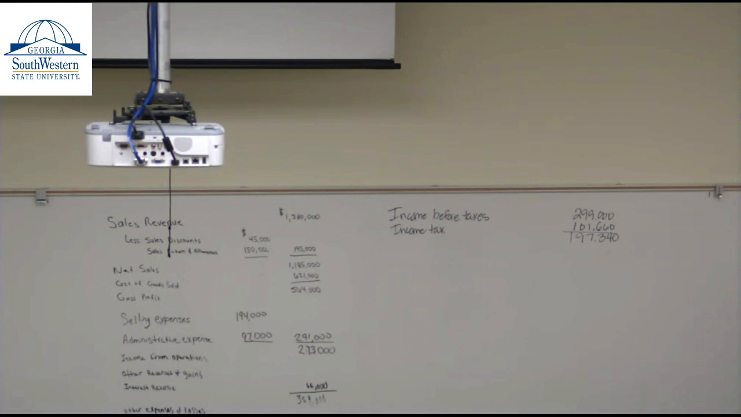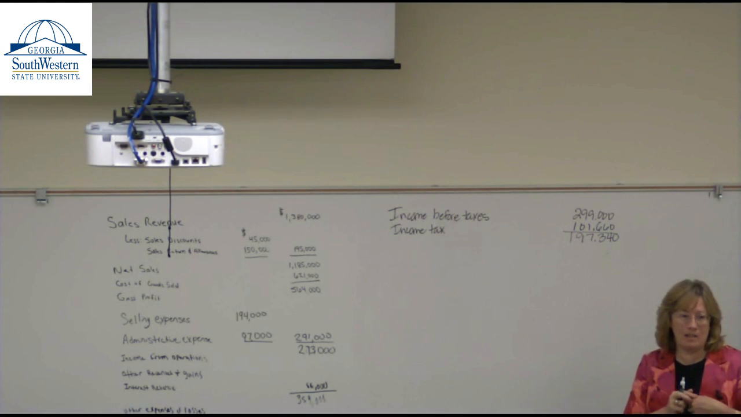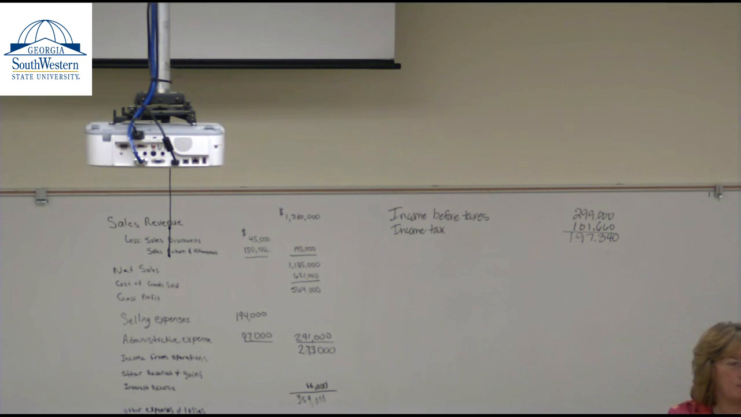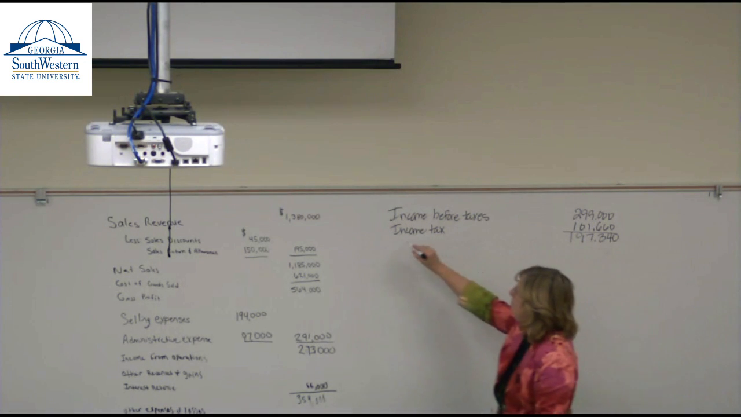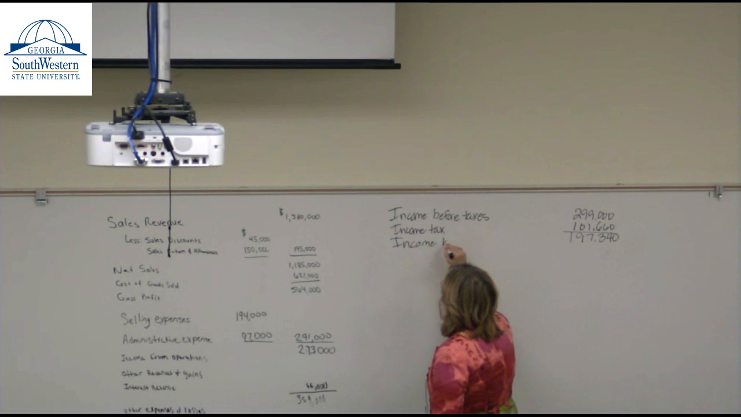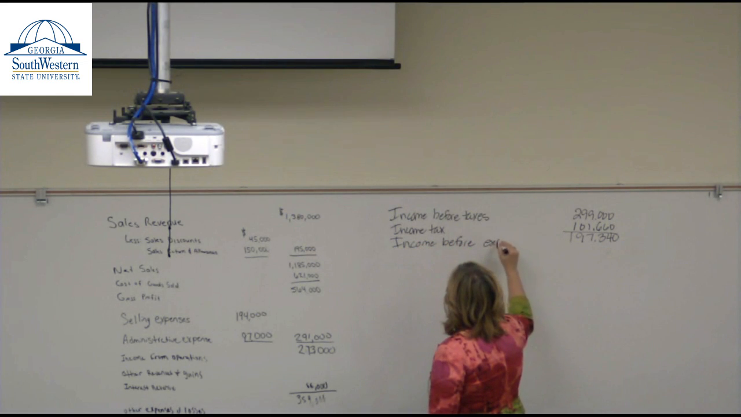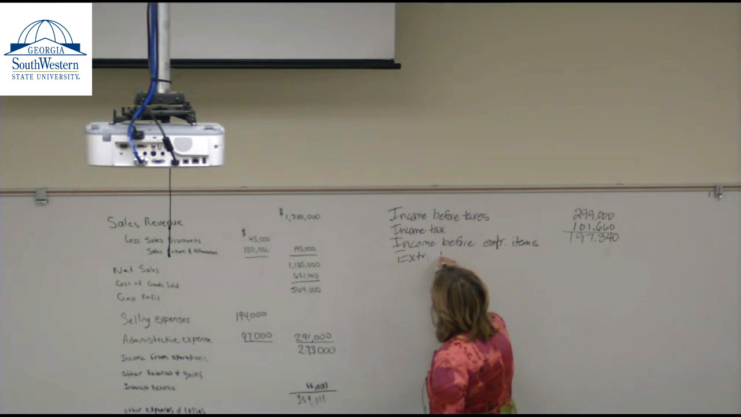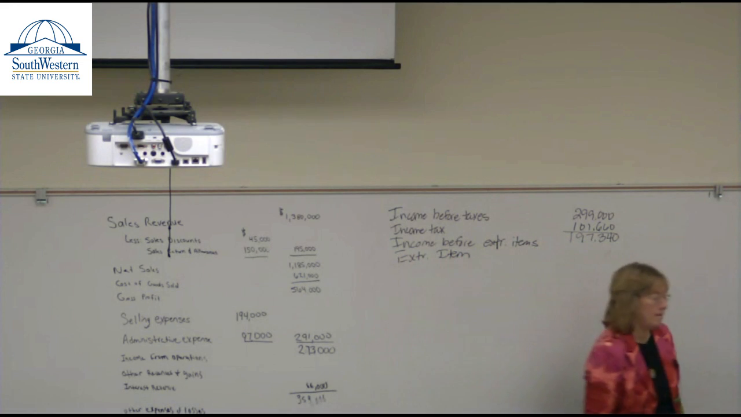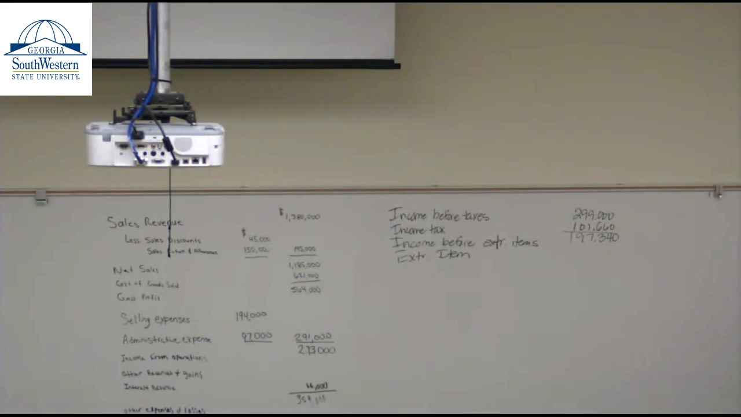What's our next thing that we have to do? Jonathan said we don't have any discontinued operations, right? So what comes after discontinued operations? Extraordinary items, right. Okay, so this is now income before extraordinary items. And then our extraordinary item is what? Do we have an extraordinary item? Right, loss from earthquake damage.